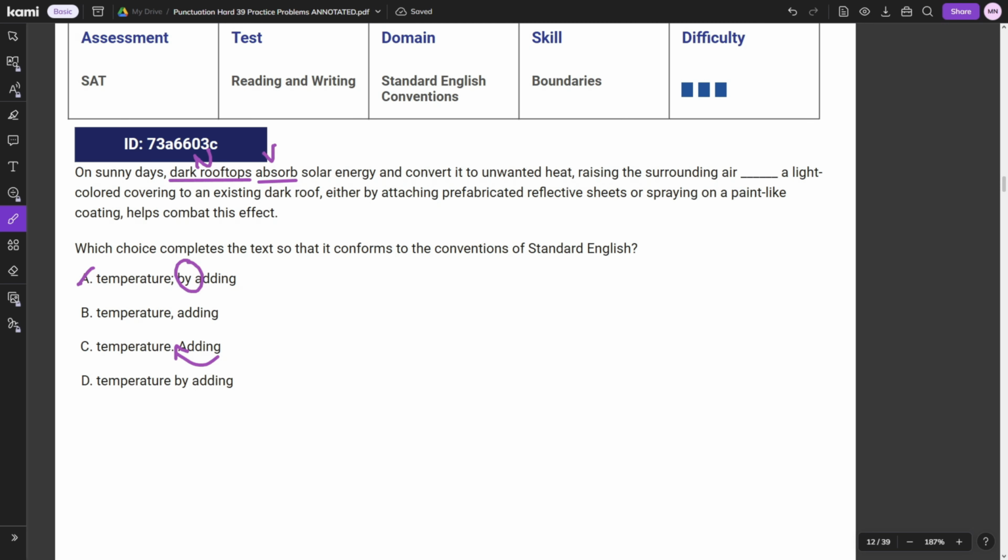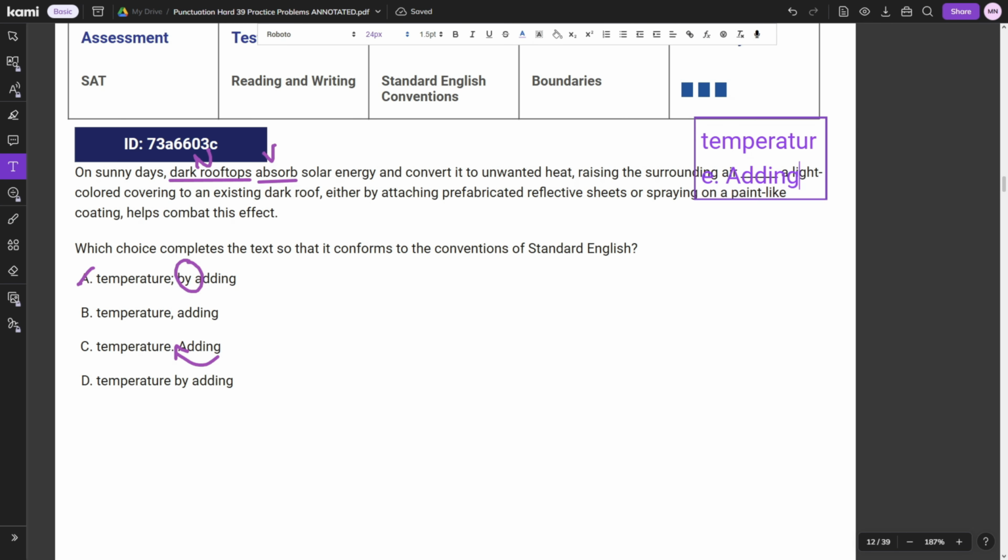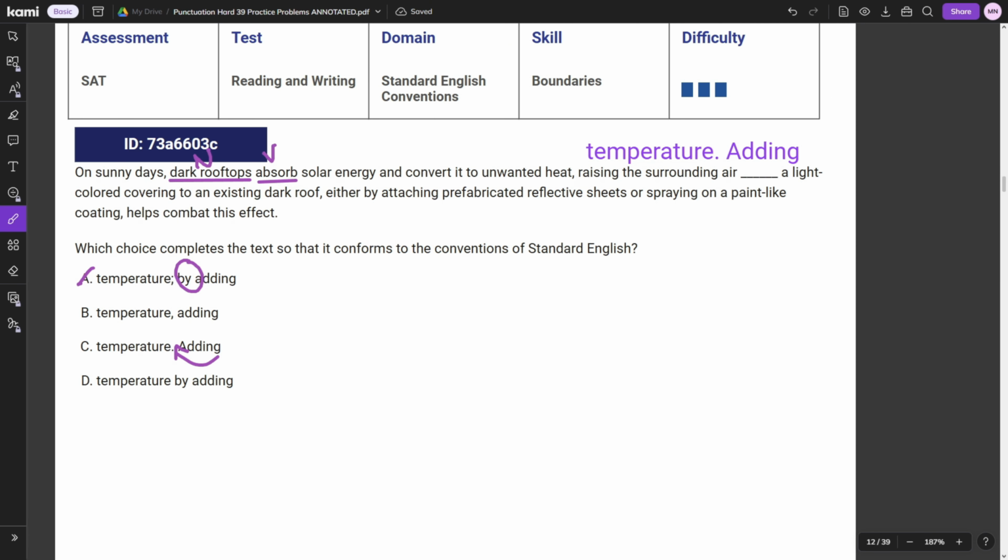Alright, now let's plug in answer choice C. We already established that everything before the piece of punctuation is a complete sentence. There's a noun and a verb, the noun is dark rooftops, and the verb is absorb. Now let's look at everything after our piece of punctuation, which is in this case a period. Just like a semicolon, it should combine 2 complete sentences. Last time in answer choice A, the second part wasn't a complete sentence. So what makes this answer choice any different?